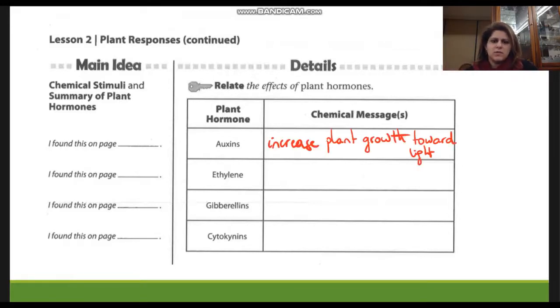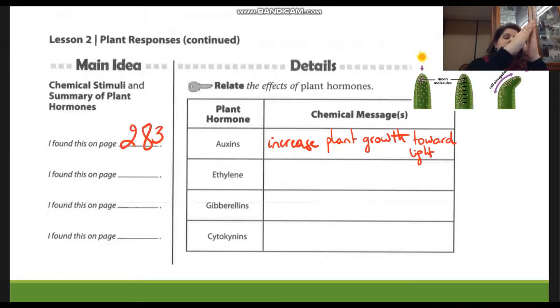Starting with the auxins, what do they do? Auxin's job, it's a hormone, it's a chemical that helps in increasing the plant's growth toward the light. As you can see here, it is tilting the stem. It is making it longer towards the light. That's the job of this hormone called auxin.